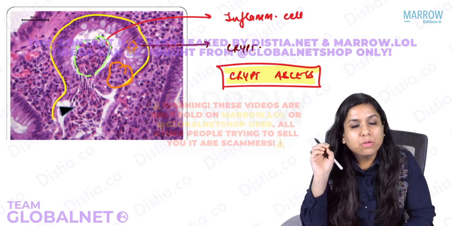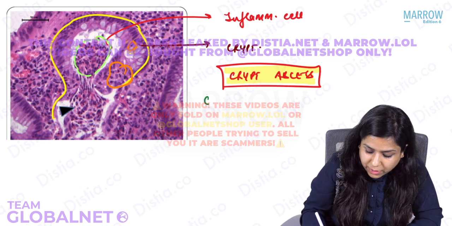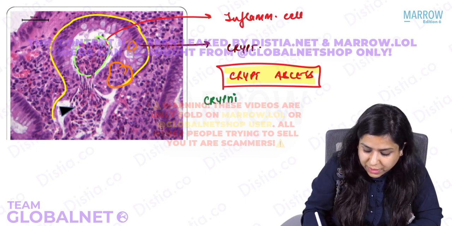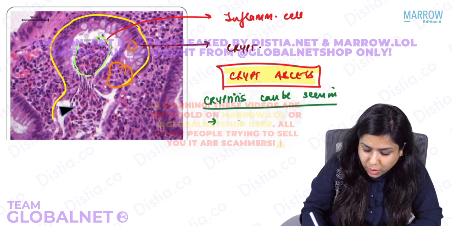Clear? Now some extra information here, students: remember, cryptitis can also be seen in other conditions. This can be asked in your MCQ exams. One, radiation disease.